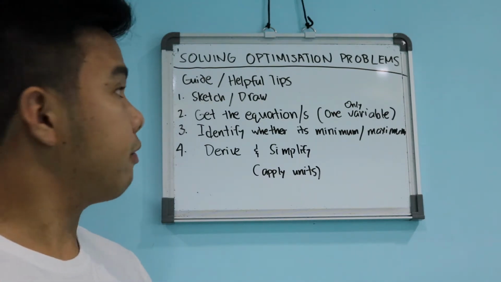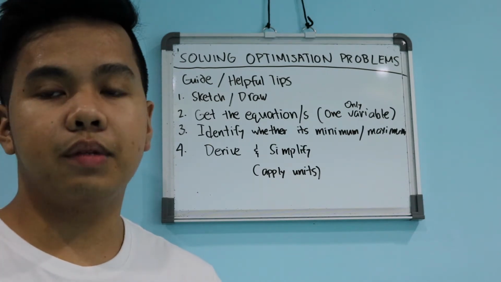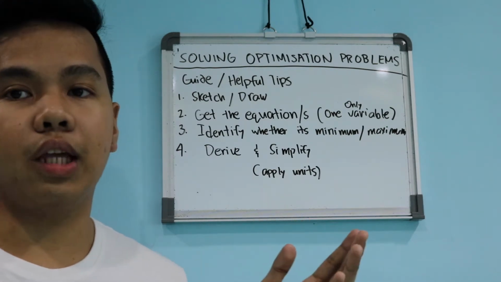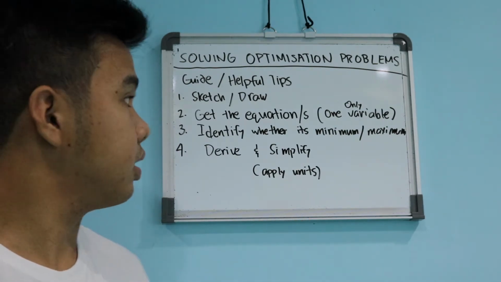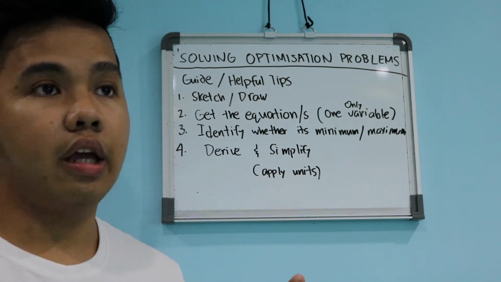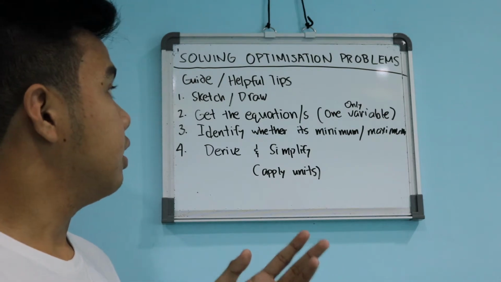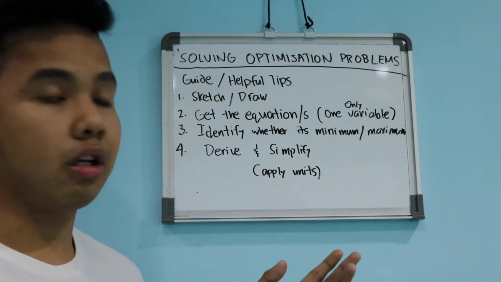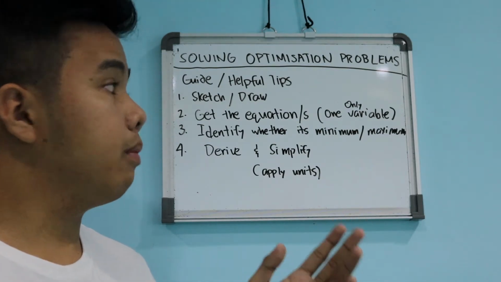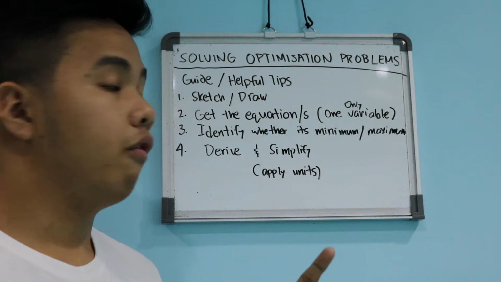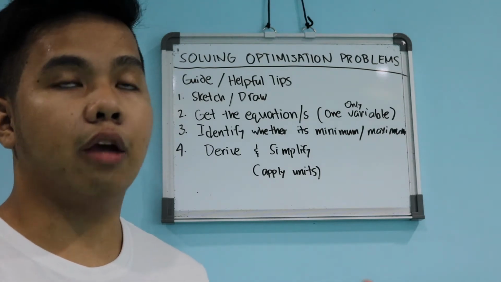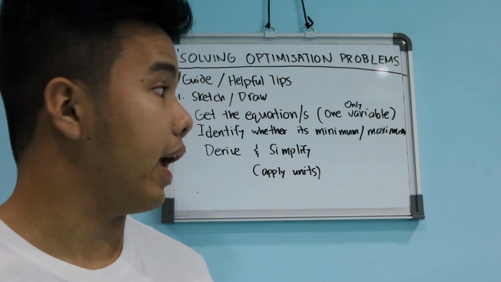So our topic for today is how to solve optimization problems. There are some guides or helpful tips to solve optimization problems. The first is to sketch or draw the figure if possible. Next, we get the equation or equations. And to make things easier, we must only have one variable. For example, if in your equation you have x and y, you must only have x or y.